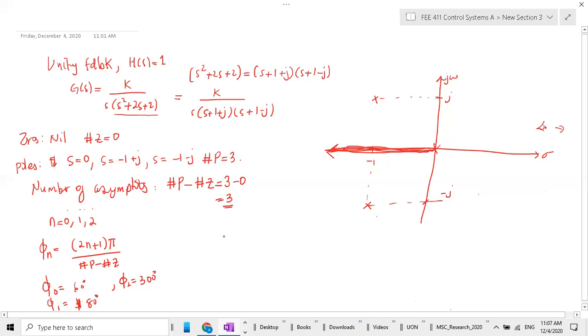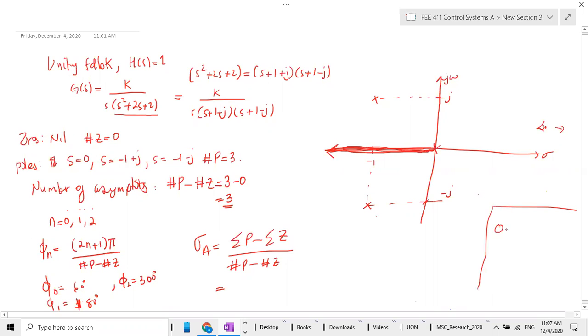We can get the centroid, which is the sum of poles minus the sum of zeros, over the number of poles minus the number of zeros. So for the sum of poles, you add this 0 plus that, plus that. Let me just do it here so that you can see.